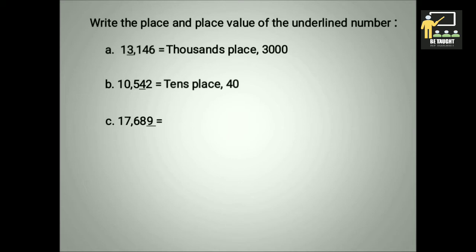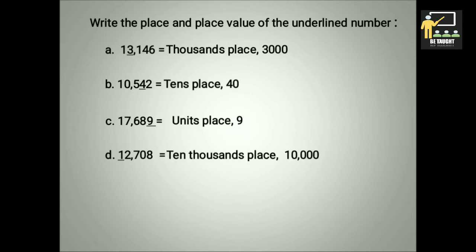17,689. 9 is underlined over here. So 9 is in the units place and the place value is 9 itself. 12,708. Your 1 is underlined. So 1 is in the 10,000s place and the place value is 10,000. We'll see one more example. 11,850. Your 8 is underlined. So 8 is in the hundreds place and the place value is 800.